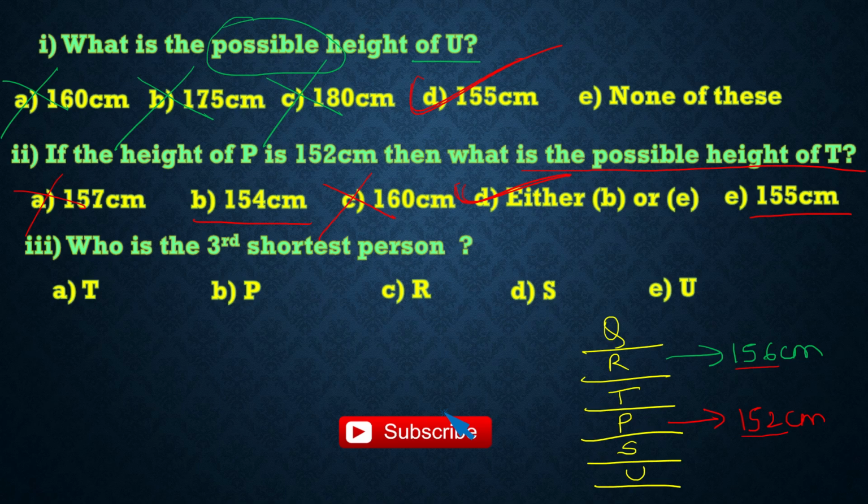Next, who is the third shortest person? U is the first shortest person, second is S, third is P. P is the third shortest person. The correct option is B, that is P.